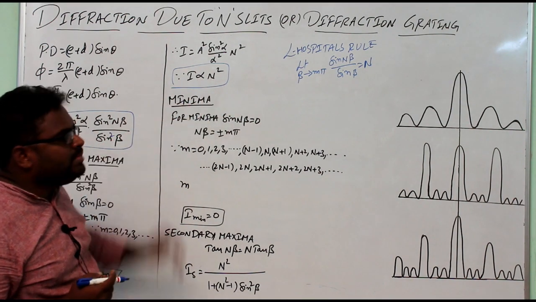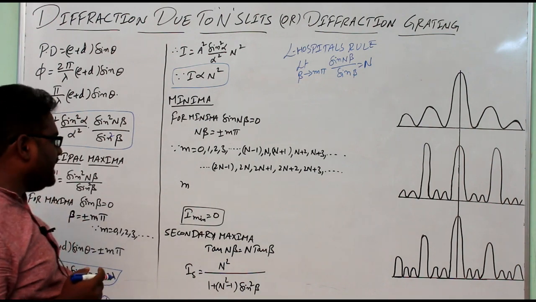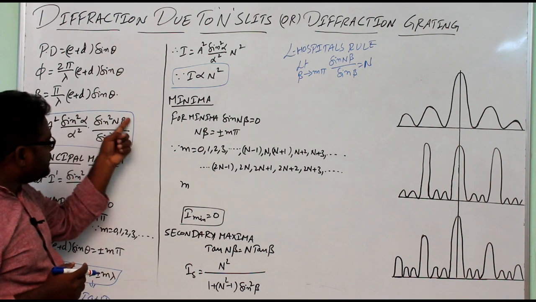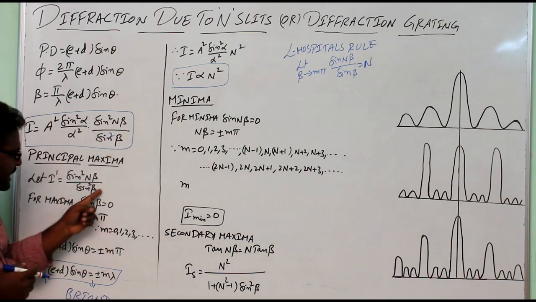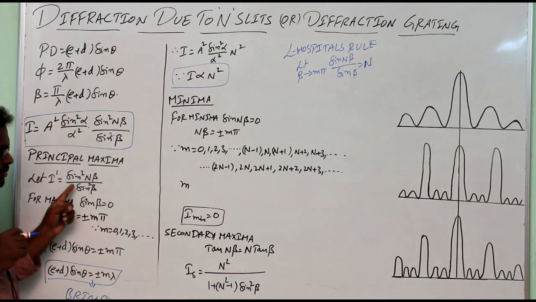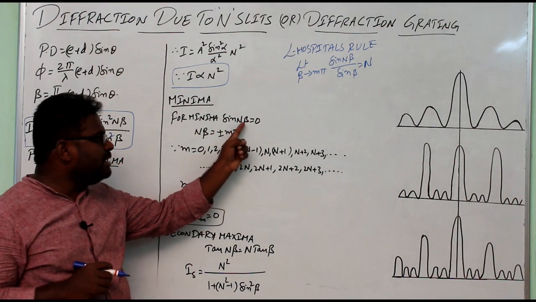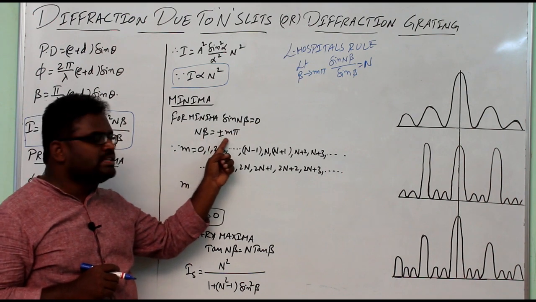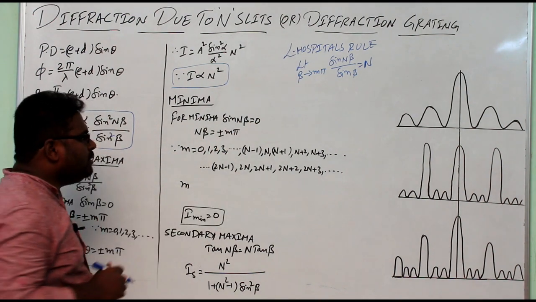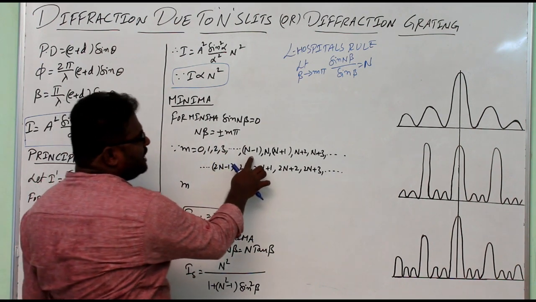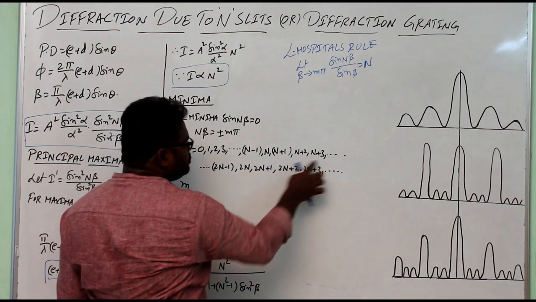So next, come for minima. So whether it is giving bright condition, come for minima. So for minima, in order to say this interference term is minimum, sine n beta should be 0. So for sine n beta is 0 means n beta equals to plus or minus m pi. So now the value of m is 0, 1, 2, 3 and so on, n minus 1, n plus 1 and so on like that.